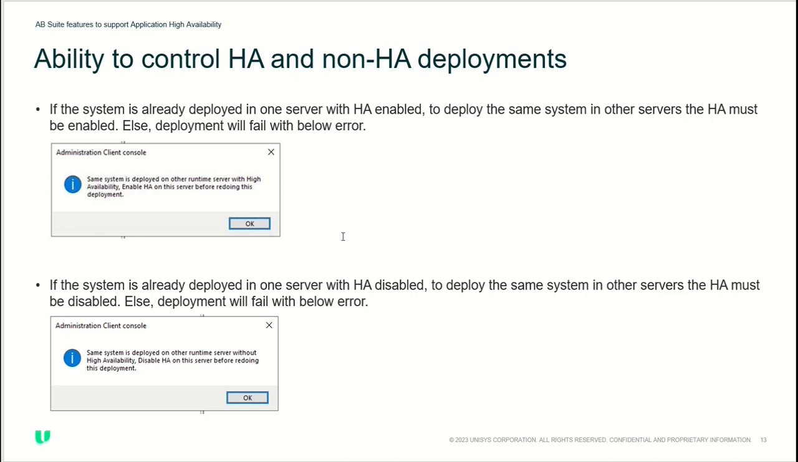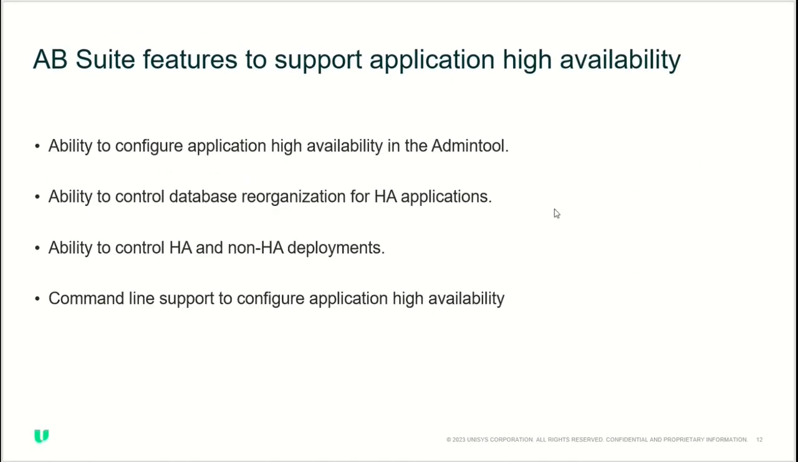The vice versa case is when the system is already deployed with HA disabled and you try to deploy with HA enabled, then an error occurs. In this case, to deploy a highly available application, you need to delete the system on the other server where HA is disabled. Let's understand more about these features through the demonstration.